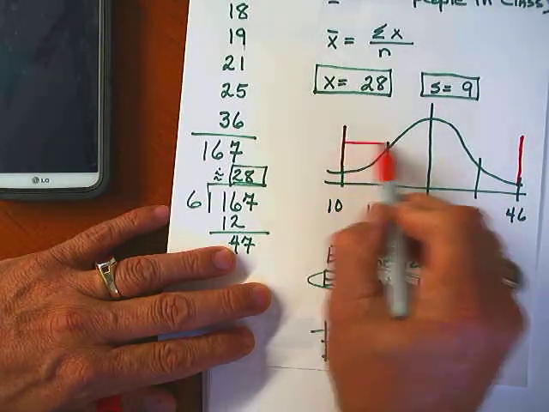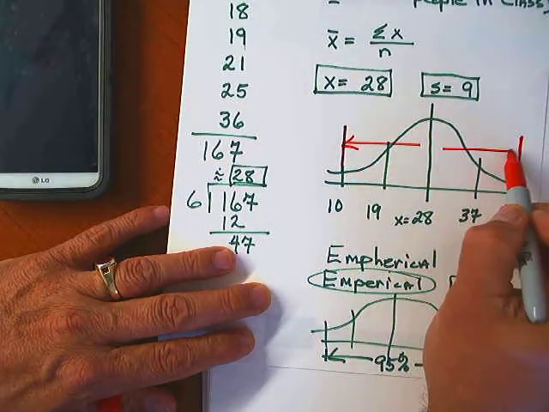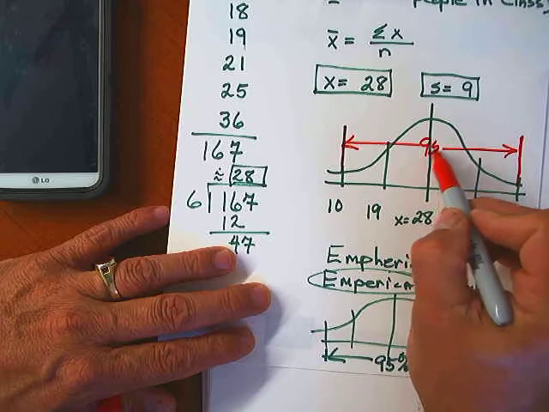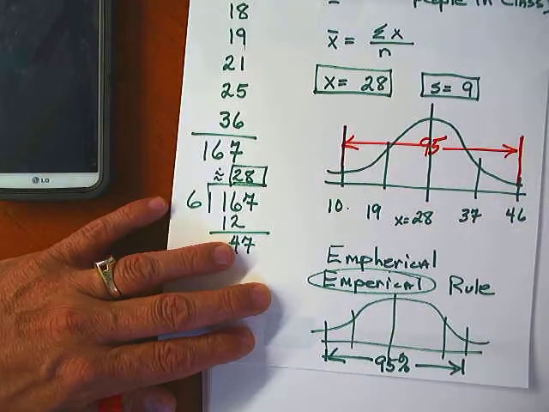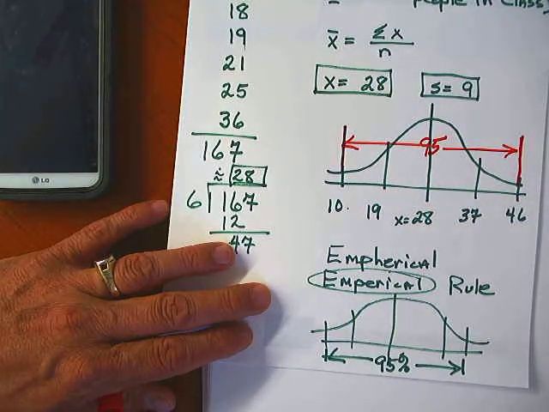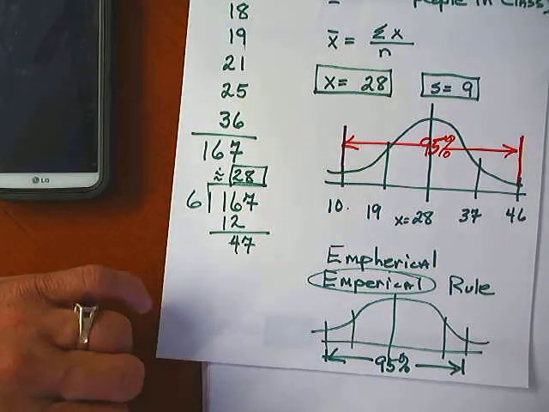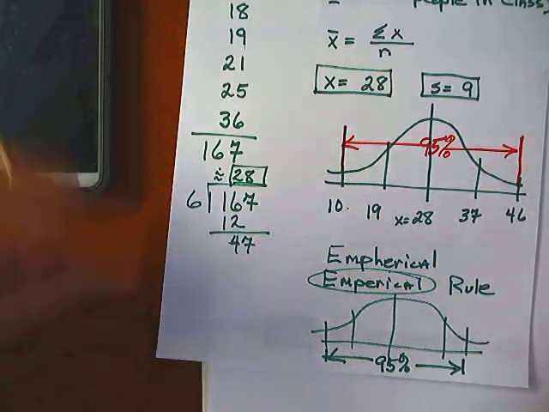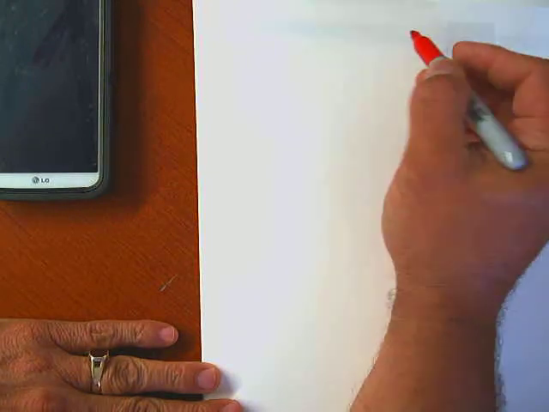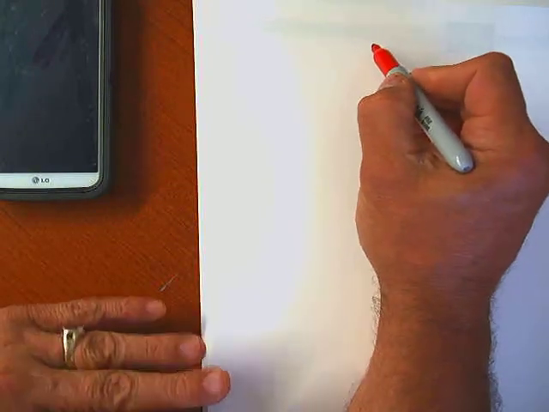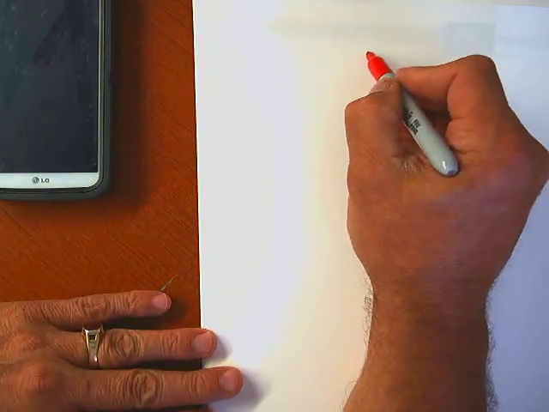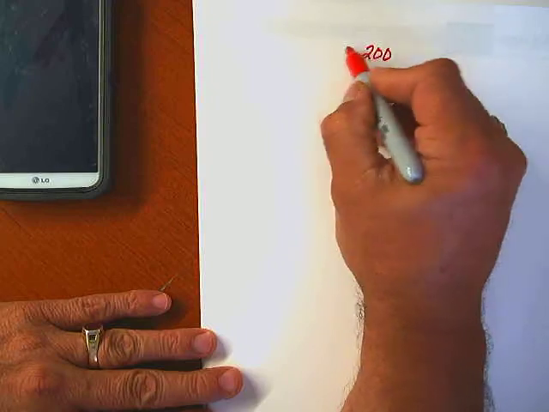So you know, based on this data, that in most of your classrooms, 95% is going to fall between the ages of 10 and 46. And that's what that means. That's why you have standard deviation.